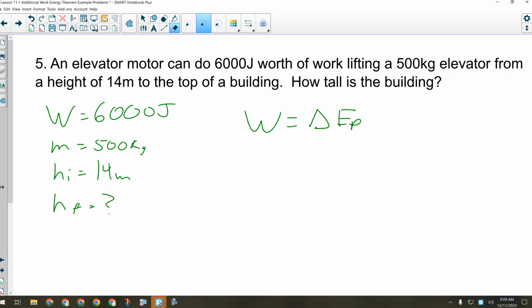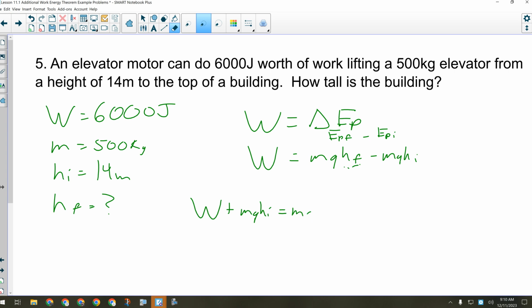All right, so delta EP, so that means work equals m times g times hf minus m times g times hi, or EP final minus EP initial. Now, I need to get hf by itself, so what do I do with the mghi? Add it to the other side. Okay, so work plus m times g times h initial equals m times g times h final. What do I do with the m and the g? Divide them over.